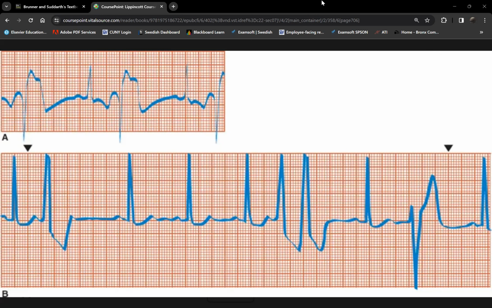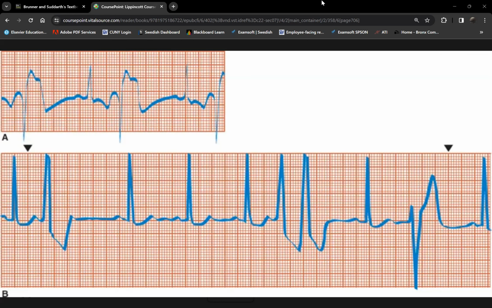What is the type of PVC as far as, is it unifocal or multifocal? Multi, more than one source, because there's more than one type. This one has different patterns. So the first pattern between this one and this one, what do you call it? This would be bigeminy, every other beat, right? However, for us to call it bigeminy, there has to be more than just one. So this one won't really qualify as a bigeminy.